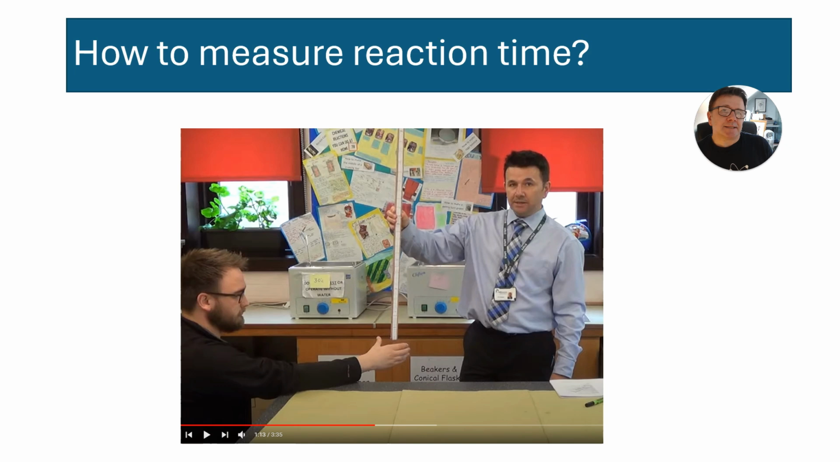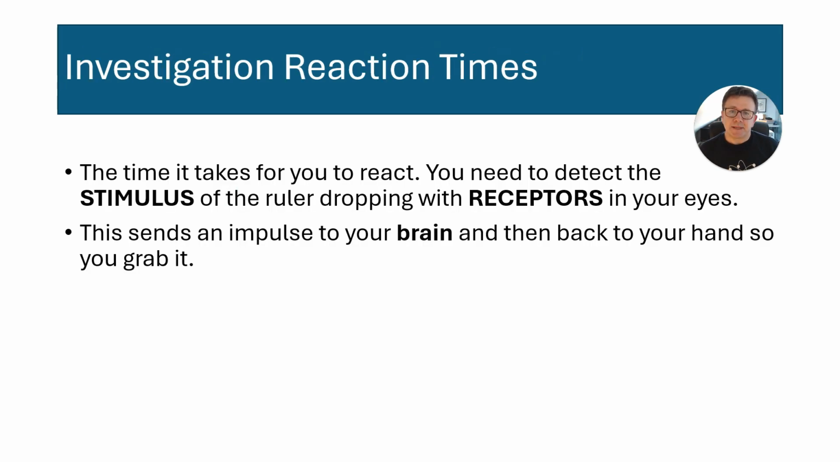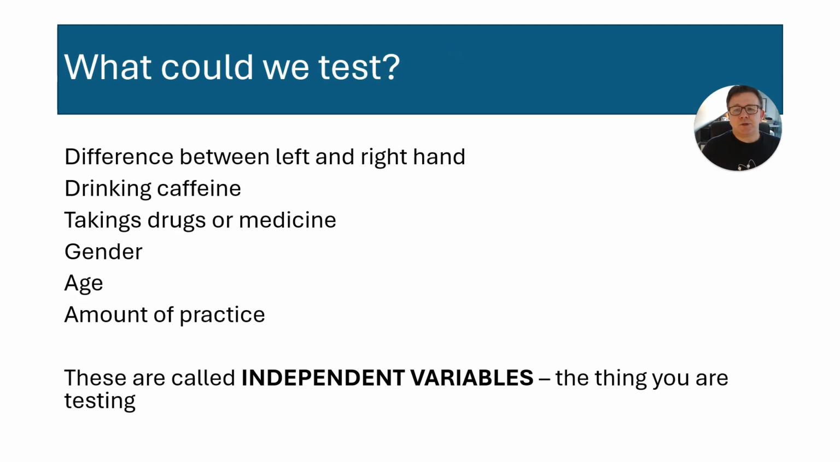Reaction times. Okay, so this is a required practical. I won't go through this too much. You can look at my video. I'll put the video details down below. Okay, and that's worth looking at. So basically, you might remember it's about catching a ruler, okay, and you're measuring the time it takes for you to react. So you could test maybe left or right hand, drinking caffeine, taking drugs or medicines, gender, age.